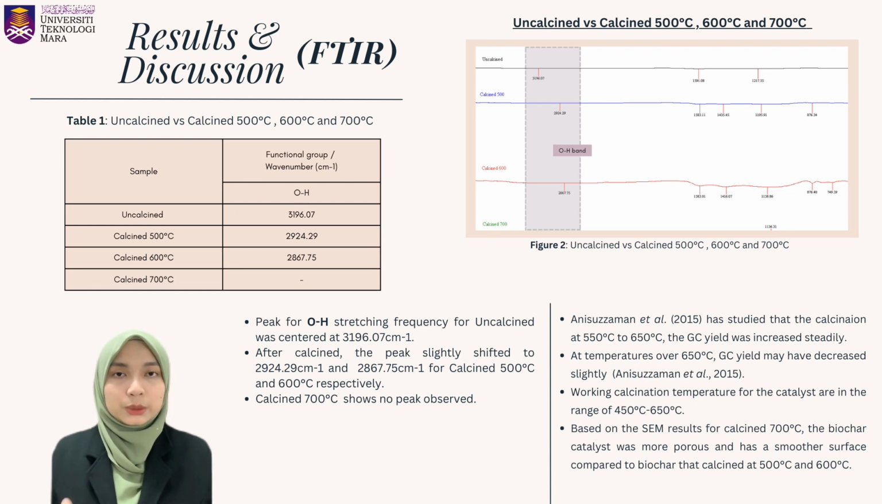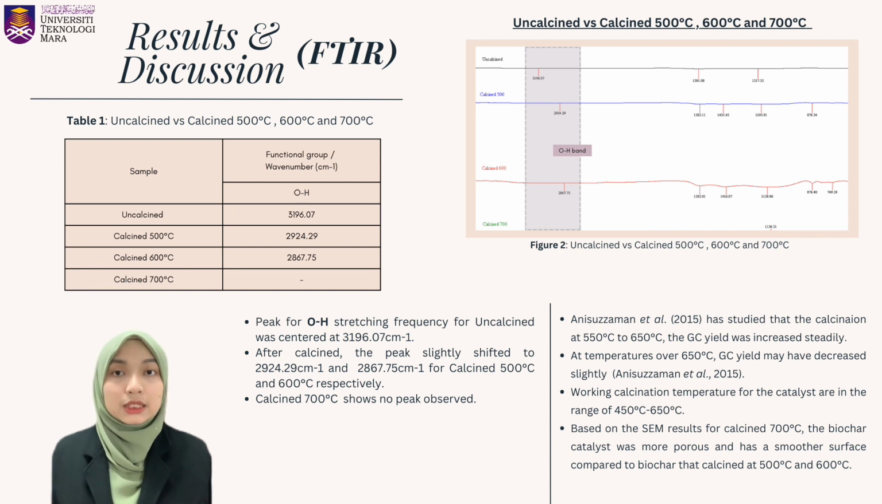The results show the spectrum for uncalcined, and calcined at 500, 600 and 700 degrees Celsius. These results determine the functional groups that could be observed after calcination at different temperatures. Based on figure 2 and table 1, the peak for OH stretching frequency for uncalcined was centered at 3196.07 cm-1. After calcination at 500 degrees Celsius, the peak was slightly shifted to 2924.29 cm-1 and shifted to 2867.75 cm-1 after calcination at 600 degrees Celsius. The sample calcined at 700 degrees Celsius shows no peak for the OH group.